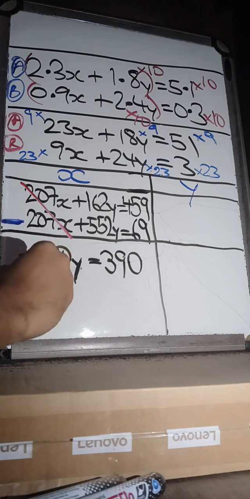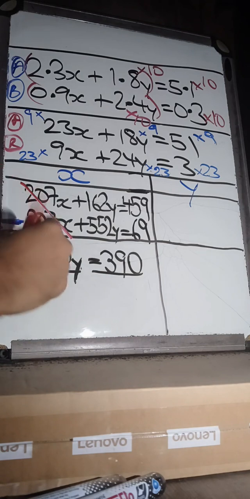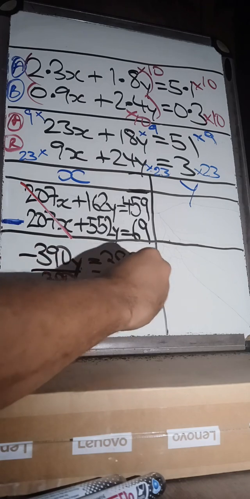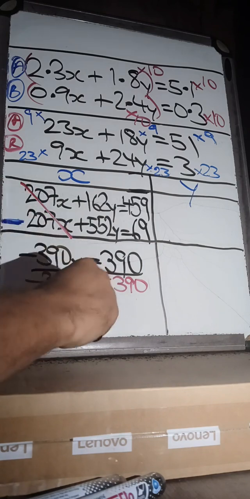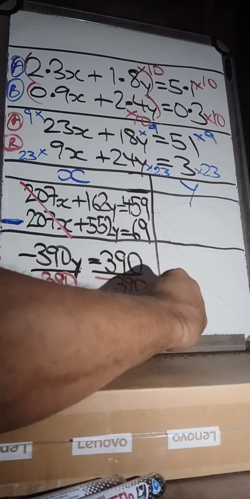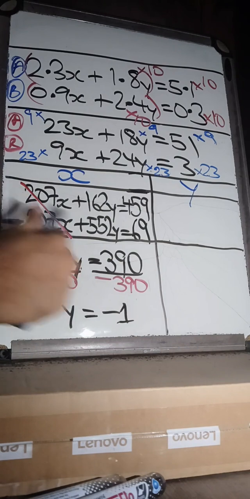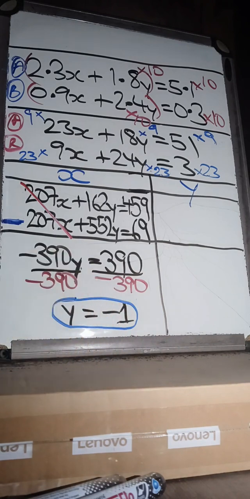So now we divide both sides by minus 390. So we divide this by minus 390. Minus 390. So y is equal to -1 on this side. Okay, so we have that.